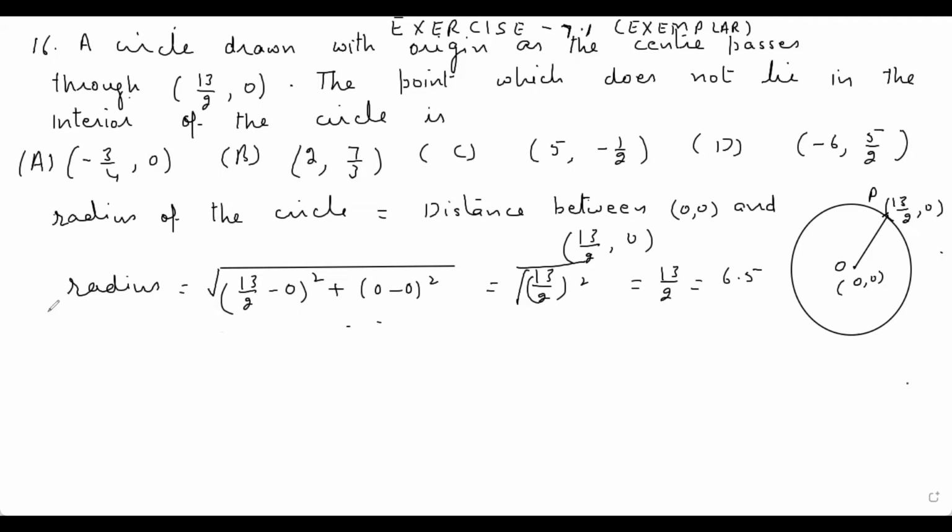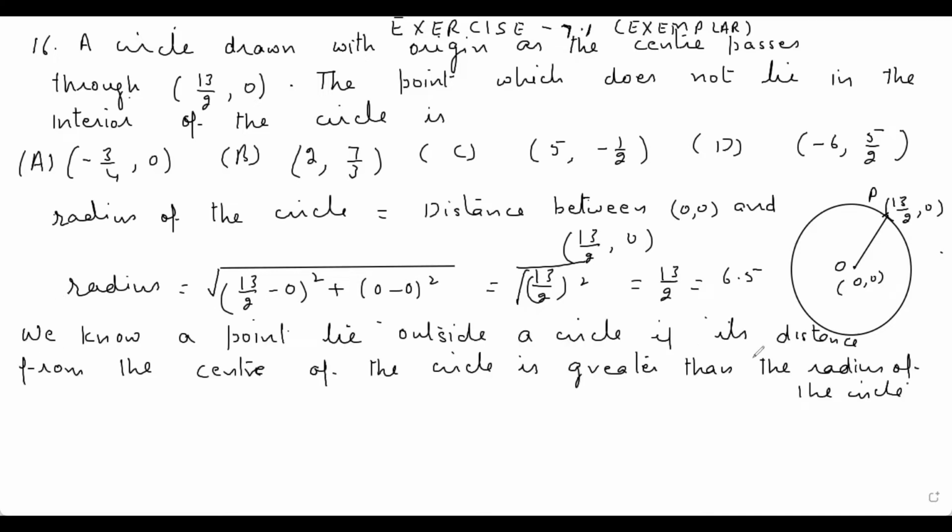We know a point lies outside the circle if its distance from the center of the circle is greater than the radius of the circle. I'll write it here. Distance is greater than the radius of the circle, it means it lies outside the circle.